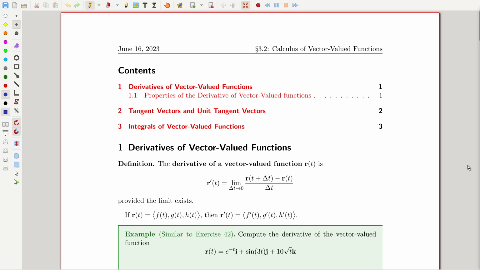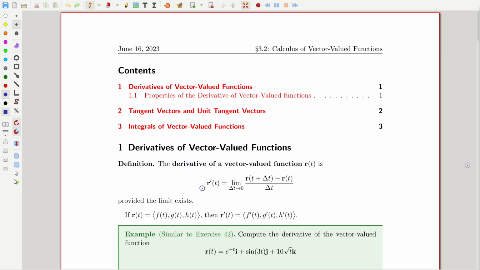In this video, we're going to discuss the calculus of vector-valued functions. Namely, how we can take the derivative and the integral of a vector-valued function. And along the way, we'll also discuss this notion of a unit tangent vector. Okay, but to start with, the derivative of a vector-valued function.